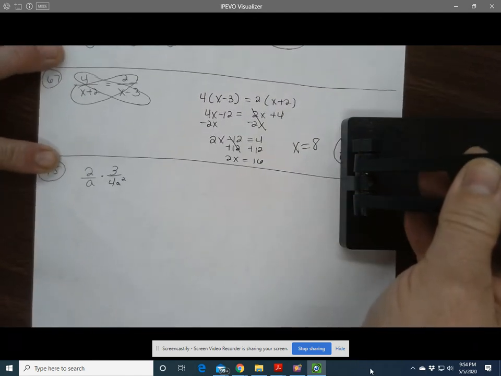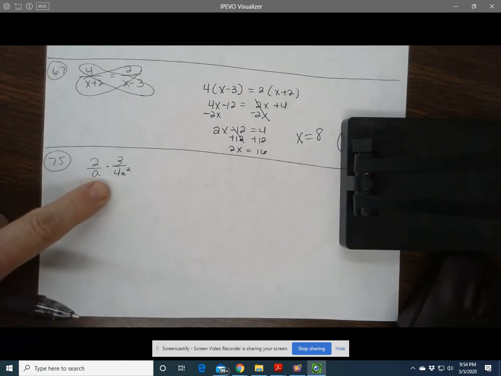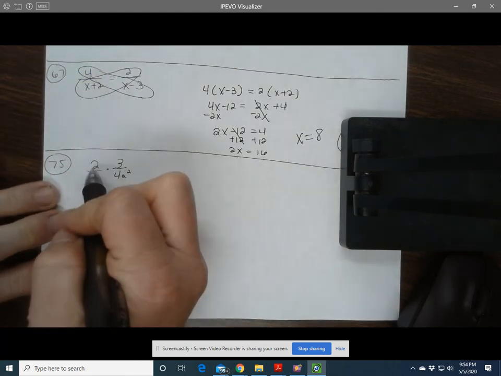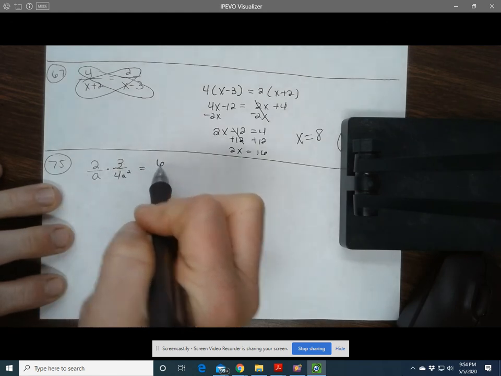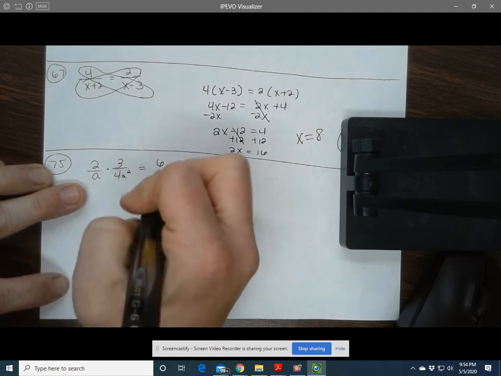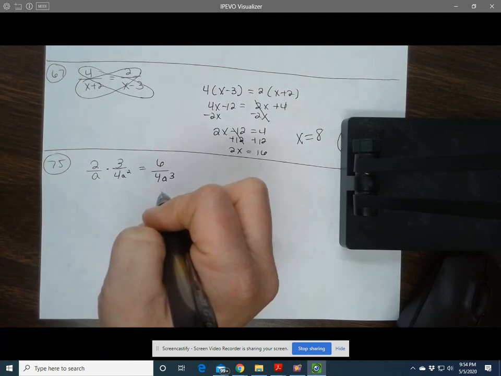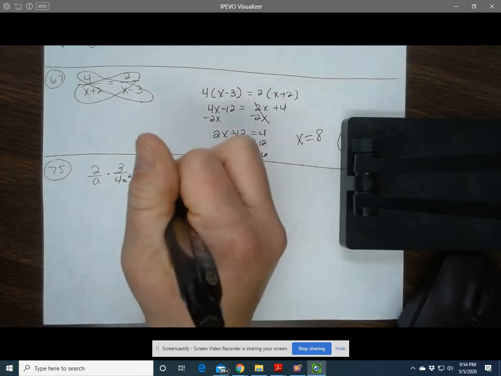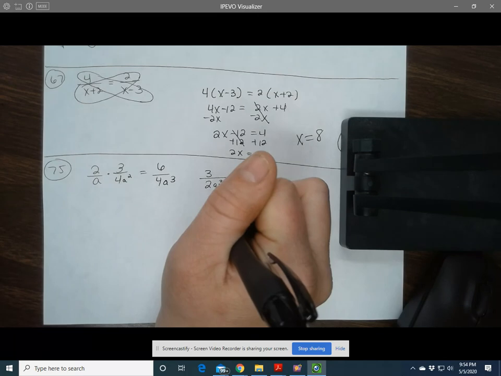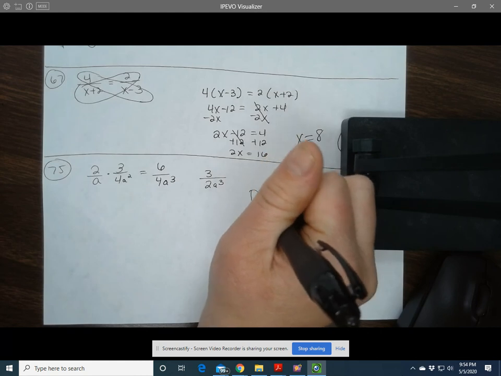Now, last one, thank goodness, is going to be number 75. Remember, this is multiplication. It is not a proportion. That has an equal sign. This has a multiplication sign. So you just multiply across the top. 2 times 3 is 6. And then a times 4a squared is going to be over 4a to the third. Not bad at all. And so the answer to that one, oh wait, those will reduce. So 6 over 4 reduces to 3 over 2, a to the third. So the answer is going to be D.